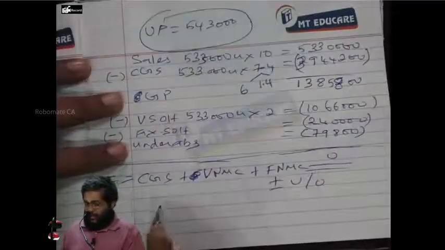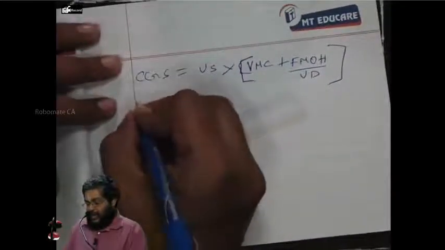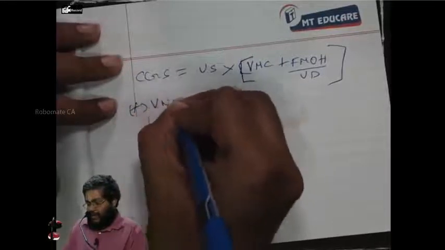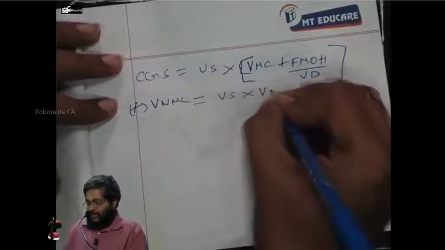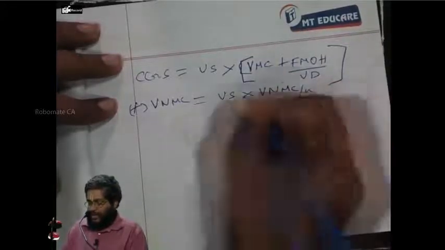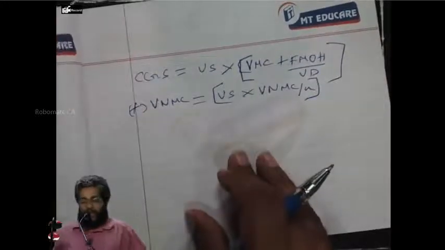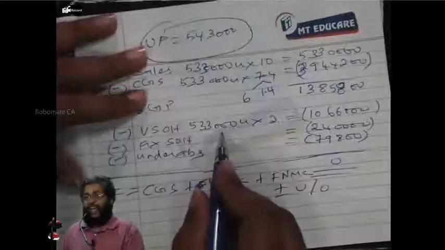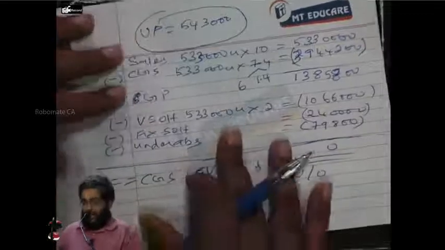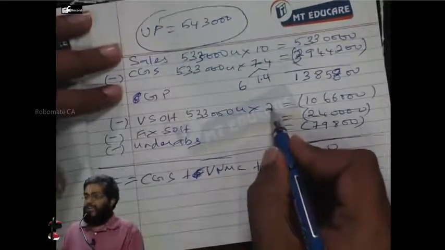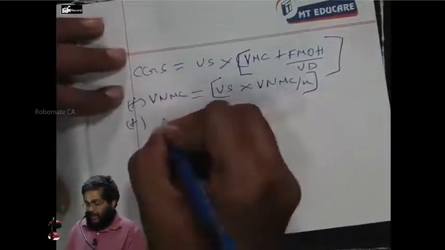Now, we have cost of goods sold. Add variable non-manufacturing cost. Can I add it or not? Variable non-manufacturing cost is equal to units sold into variable non-manufacturing cost per unit. Right or not? Because how did I get variable selling expenses? 5,33,000 units sold into 2 per unit. Just participate, no need to write. So it is units sold into variable non-manufacturing cost per unit. Okay. Plus, the third item is what?